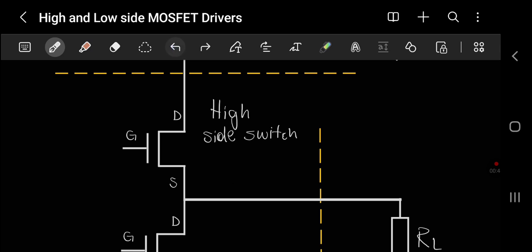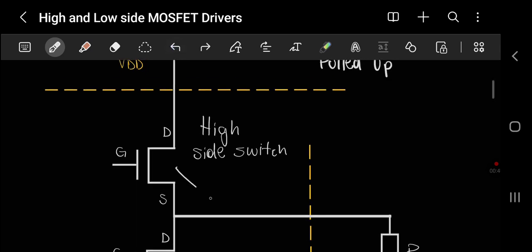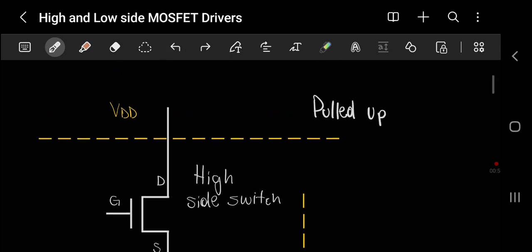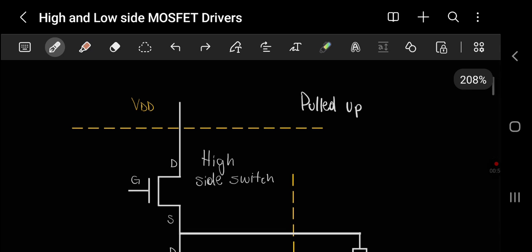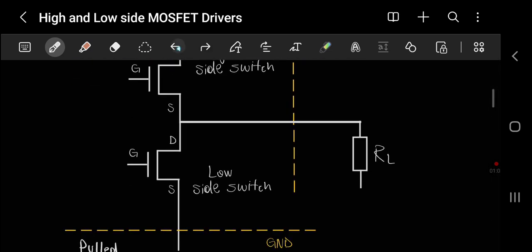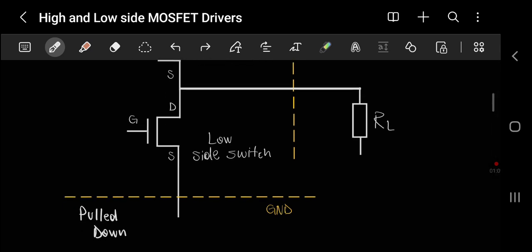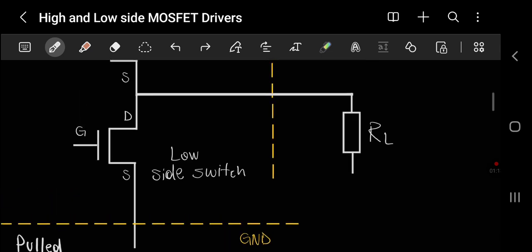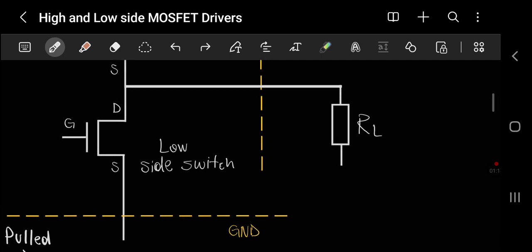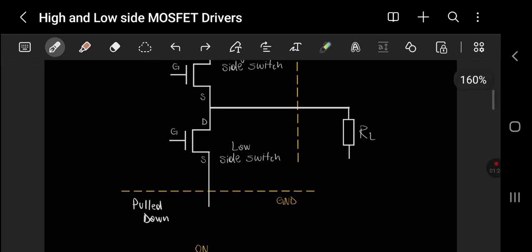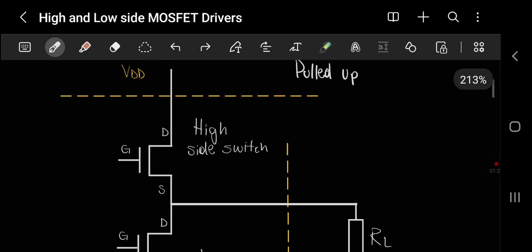configuration. It is made of this first N-channel MOSFET, which has its drain terminal connected to VDD. So the name high side is because it's connected between the load and VDD. And the second one, also an N-channel, has its source terminal connected to GND. So it's called low side because it's connected between the load and GND. So how does it work?